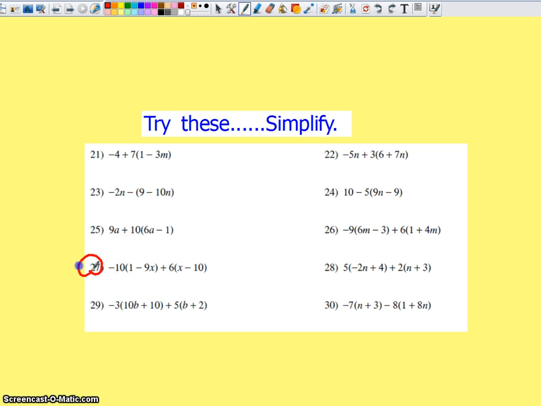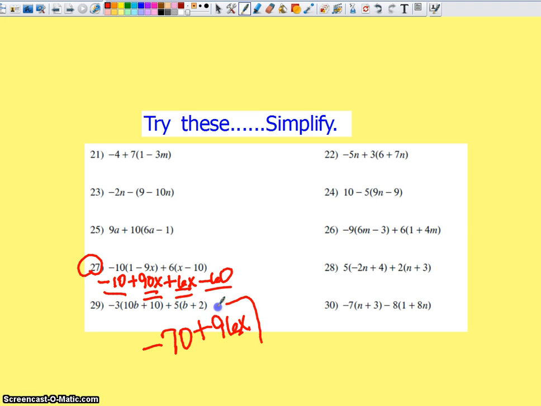So on one like this one, we're going to start by distributing the negative 10, and it gives us negative 10 plus 90x. Then you distribute your 6 and you get plus 6x minus 60, but you're not through. Negative 10 and negative 60 gives you negative 70, and then 90x plus 6x is plus 96x. This is your answer. It takes the second step.